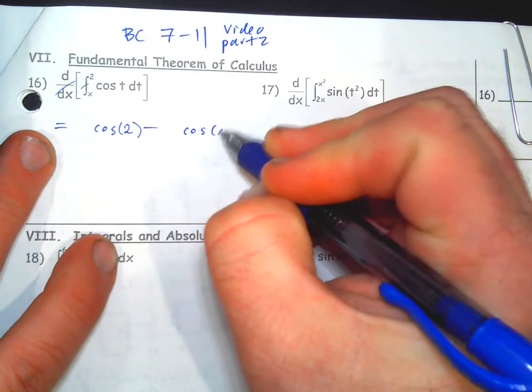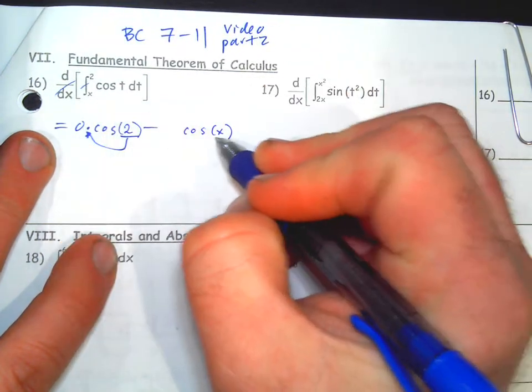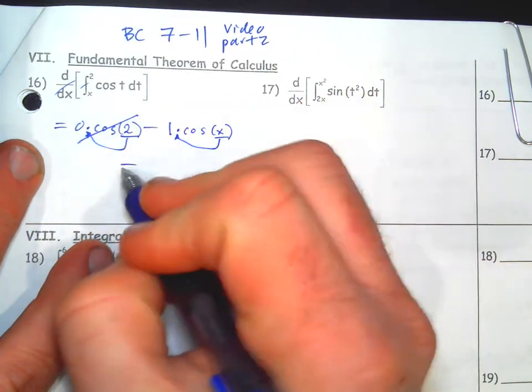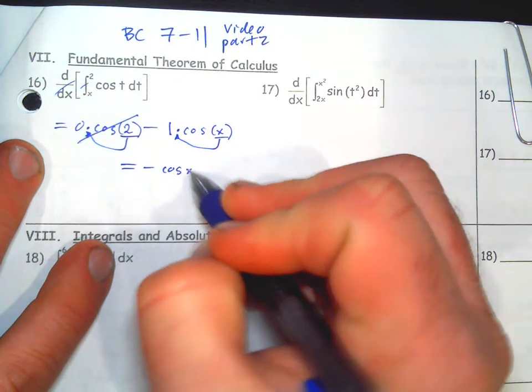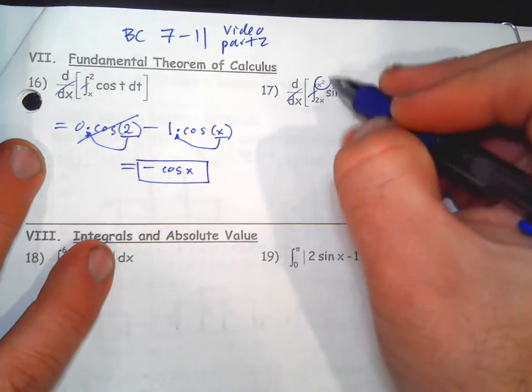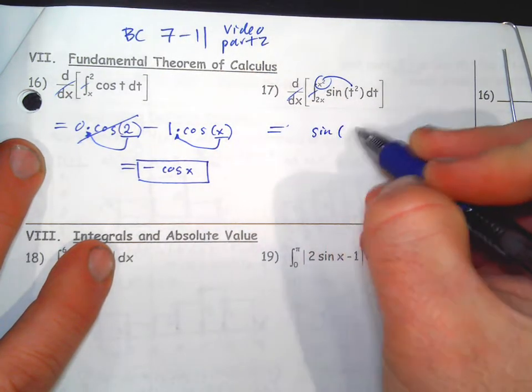But watch out, you have to multiply by the derivative of what you plugged in afterwards. It's chain rule. So that goes away. Your final answer is negative cosine x. Next one. Plug it in, sine x squared.